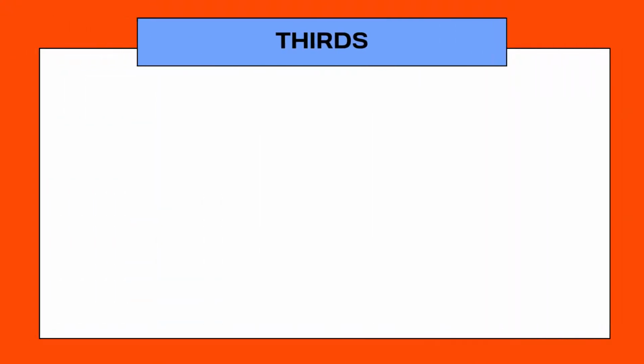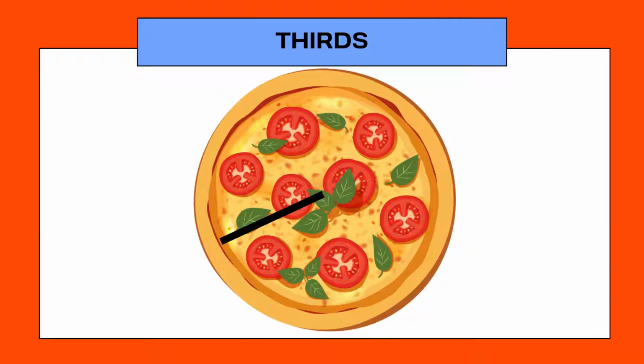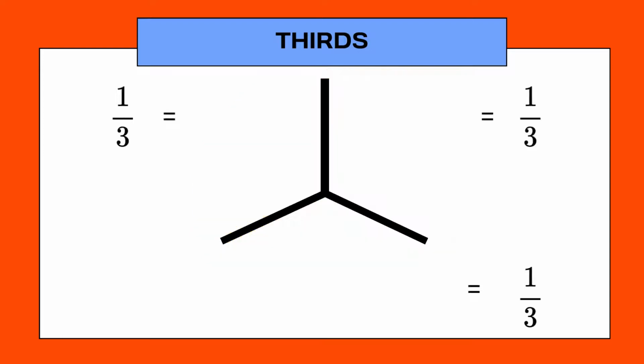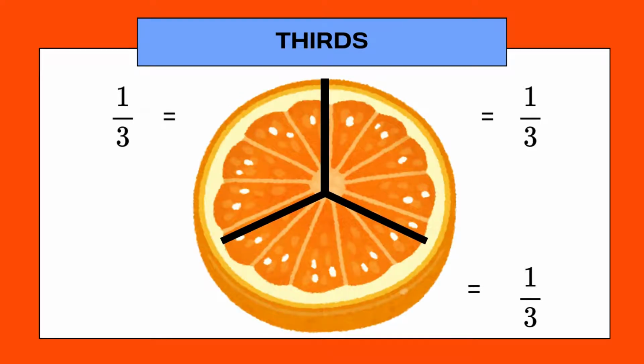What about thirds? If we divide something into three equal parts, each piece is called 1/3. Look at this orange, it's split into three equal pieces. Each piece is 1/3. Can you say 1/3?